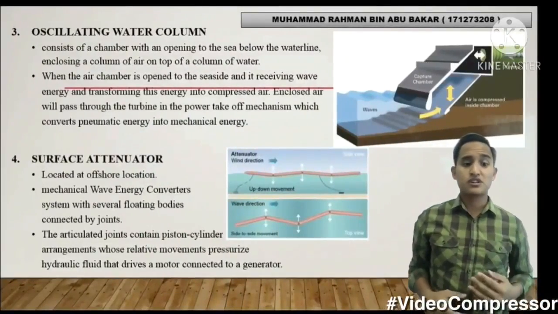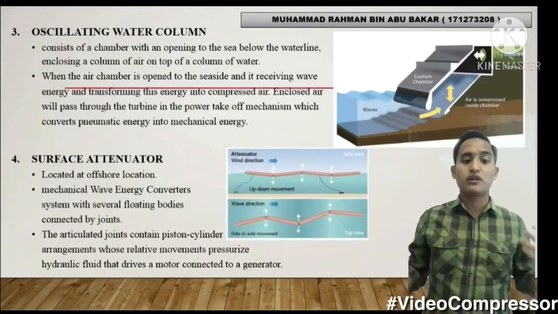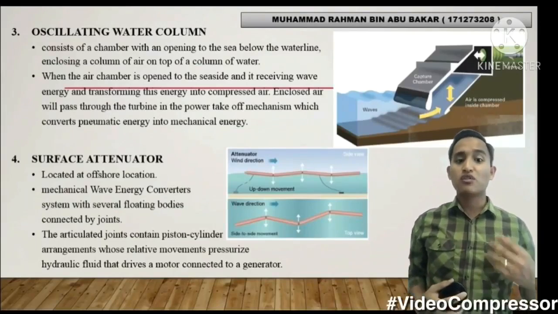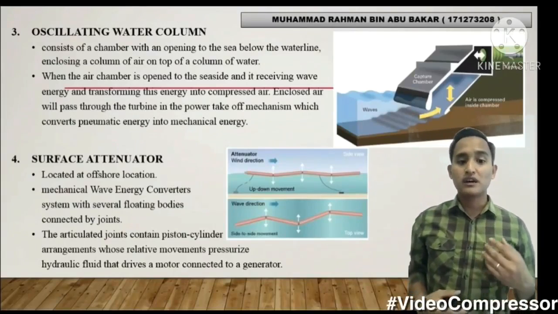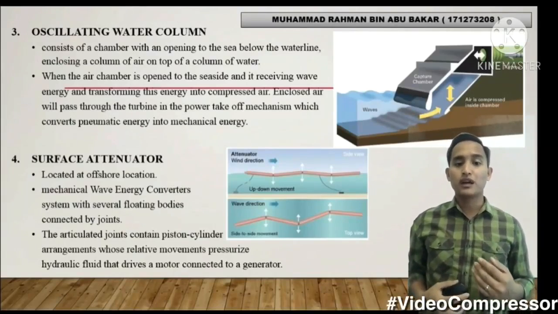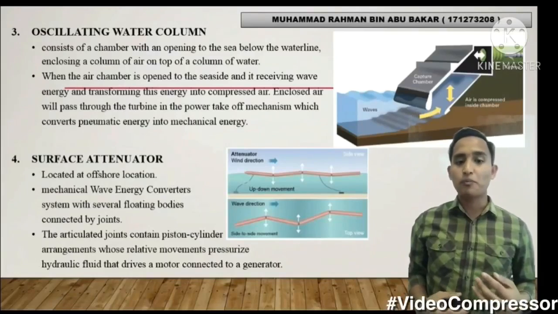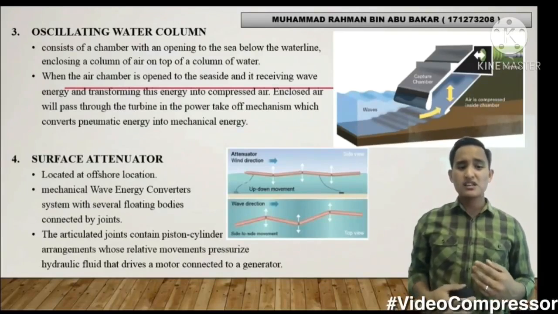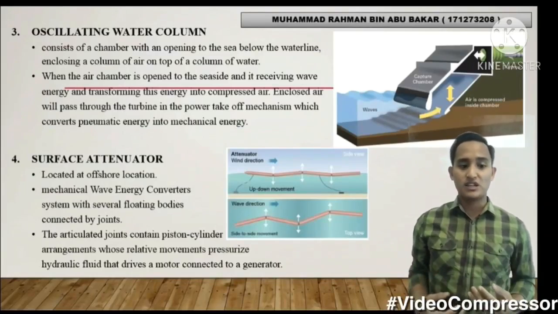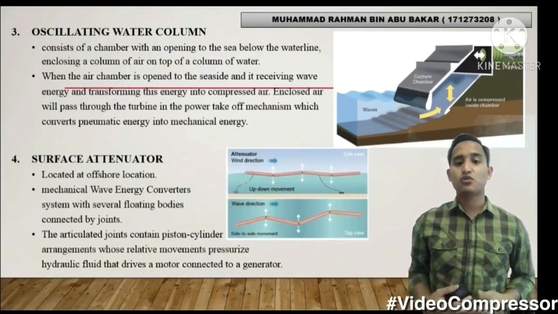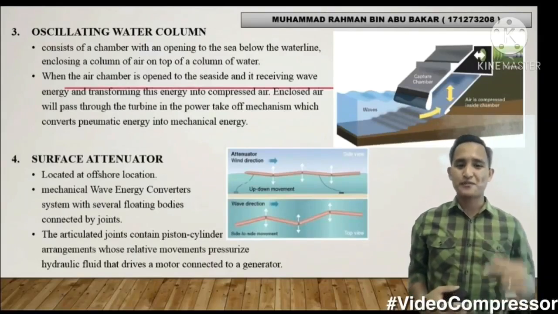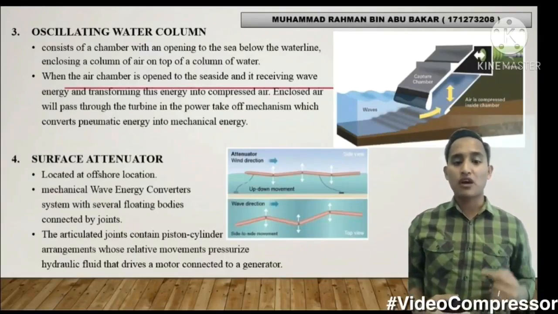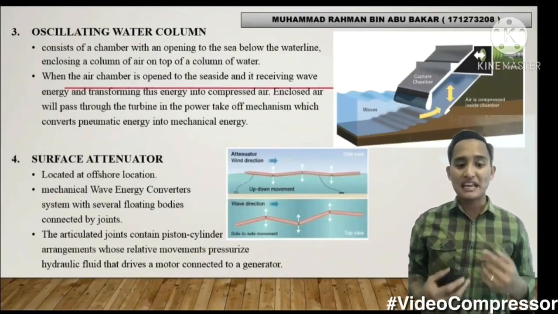Number 3 is the oscillating water column. The oscillating water column consists of a water chamber with an opening to the sea below the water line, enclosing a column of air on top of a column of water. When the air chamber is open to the seaside, it receives wave energy and transforms this energy into compressed air. Enclosed air will pass through the turbine in the power takeoff mechanism, which converts pneumatic energy into mechanical energy.